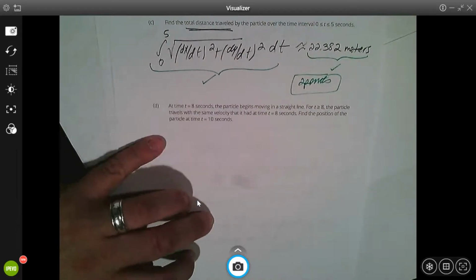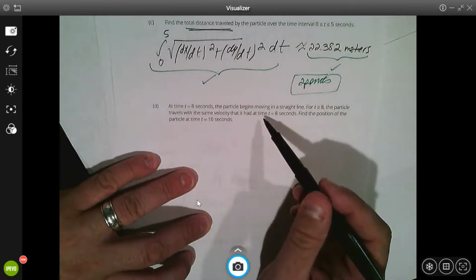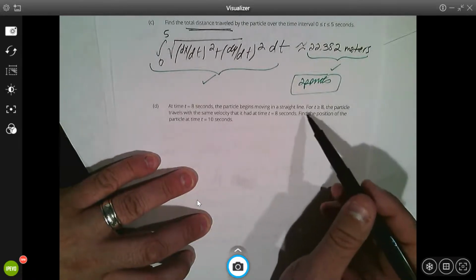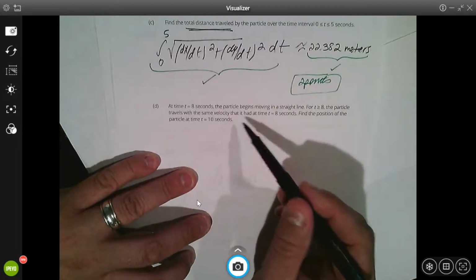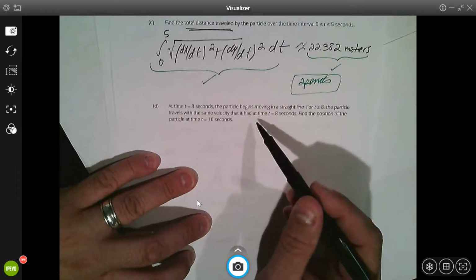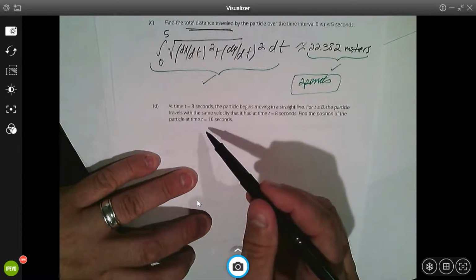All right, part D. Let's land the plane here. At time t equals 8 seconds, the particle begins moving in a straight line. For t greater than or equal to 8, the particle travels with the same velocity that it had at time t equals 8 seconds. Find the position of the particle at time t equals 10 seconds.